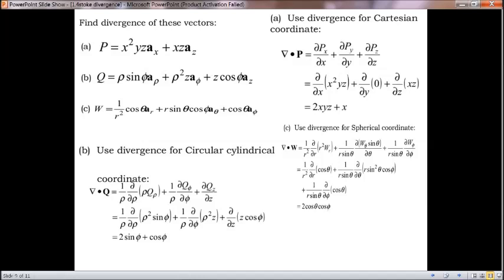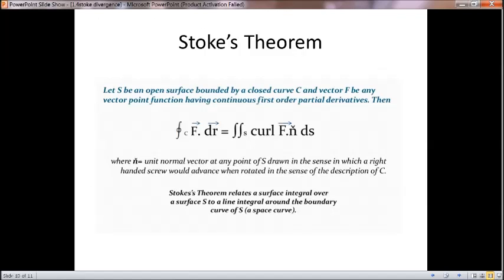Over the Stokes theorem, let S be an open surface bounded by a closed curve C. We have to consider first one surface, and over the surface a closed curve is going on, and over that curve we have to assume one vector F is acting. So let S be an open surface bounded by a closed curve C, and vector F be any vector point function having continuous first order partial derivative. So the Stokes theorem is given as the contour integral of F dot dr is equal to the surface integral of curl F dot n cap into dS.